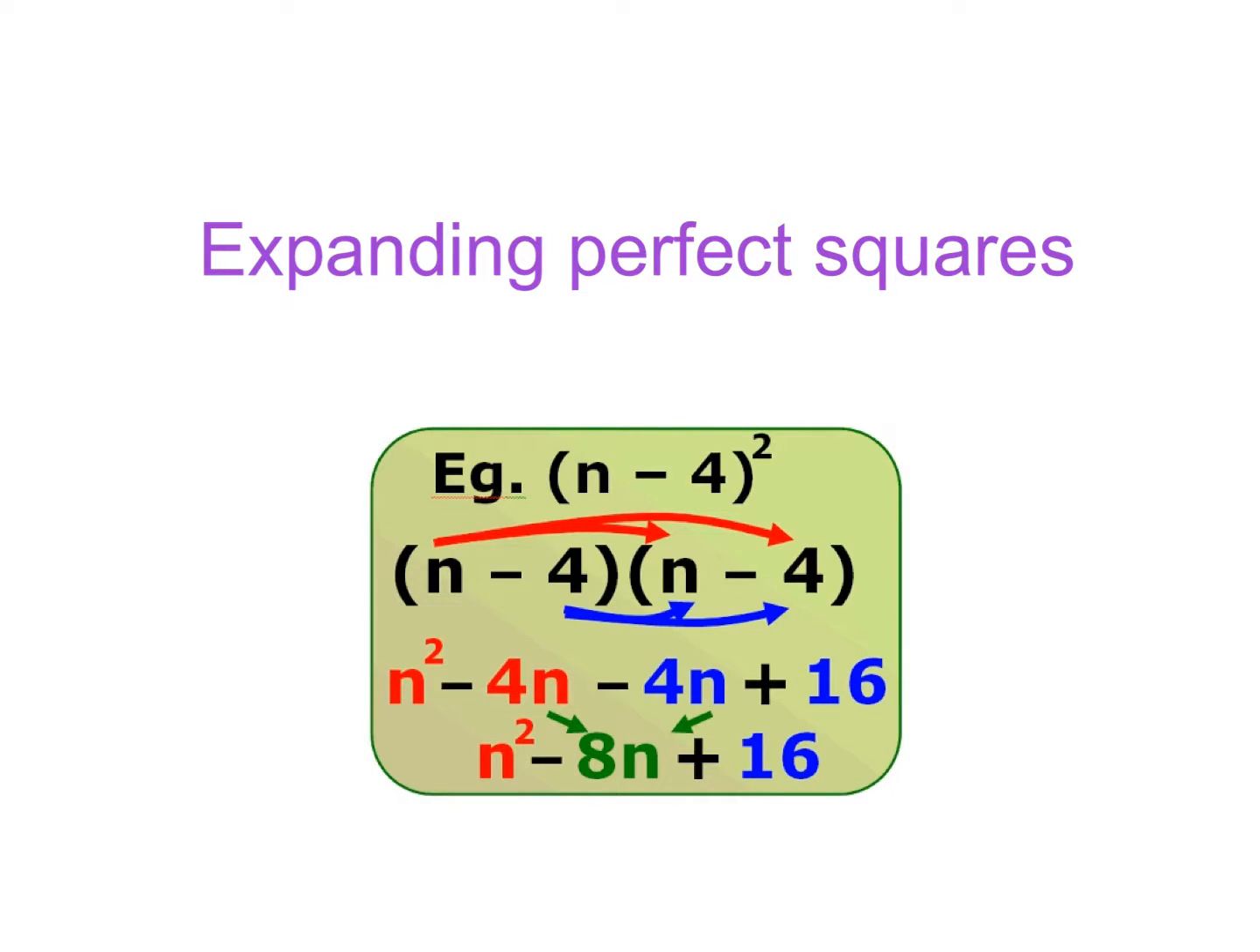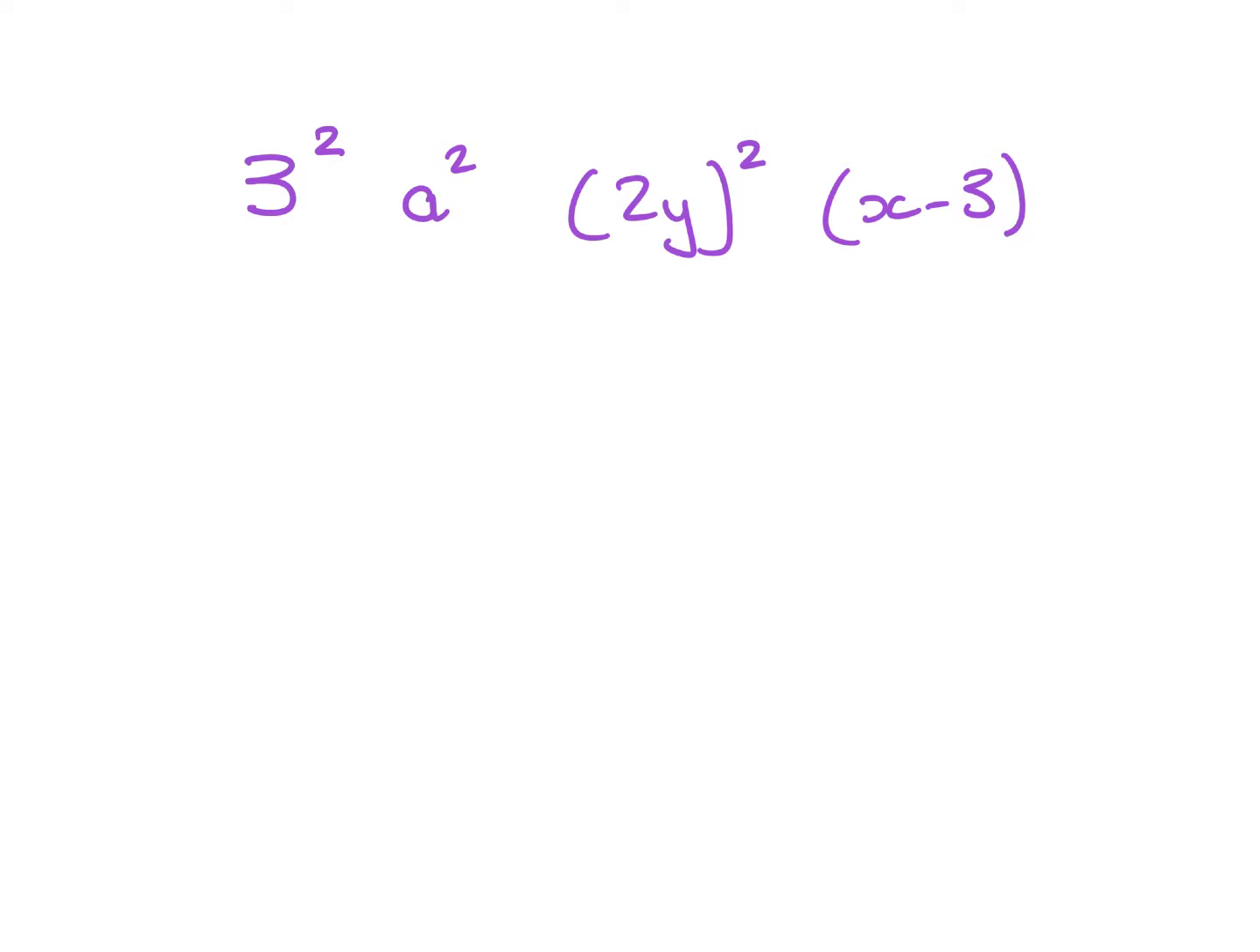In this video we'll be looking at expanding perfect squares using the distributive law. Before I get into that, just some examples of perfect squares. For example, 3 squared is a perfect square, a squared is a perfect square, and (2y) squared is a perfect square. Something like (x minus 3) to the power of 2, that's a perfect square, and so on. So these are all examples of perfect squares.